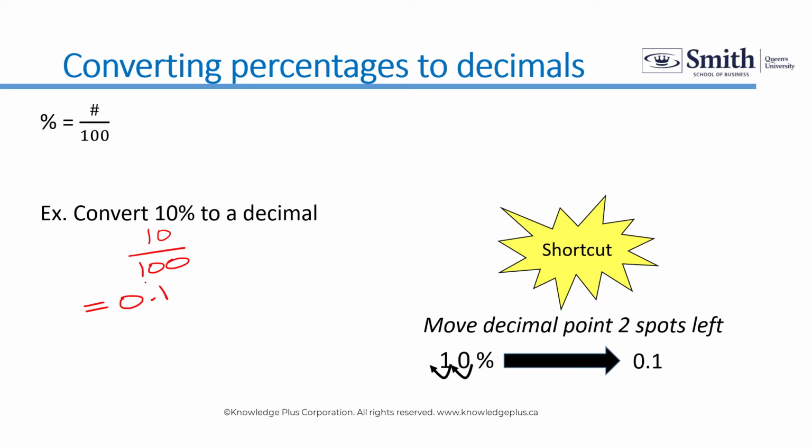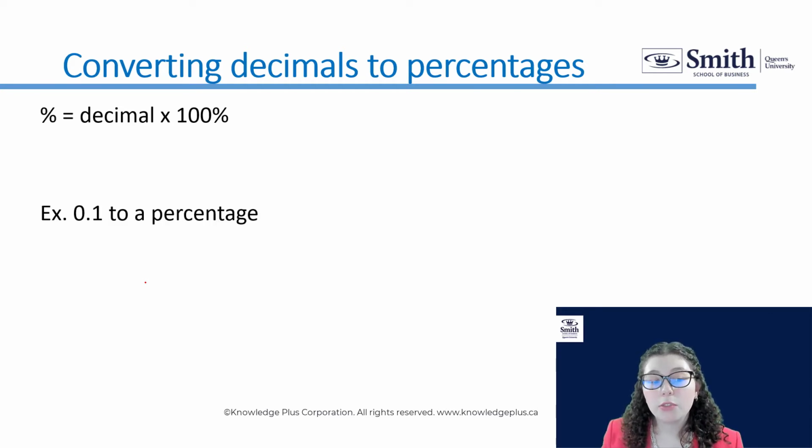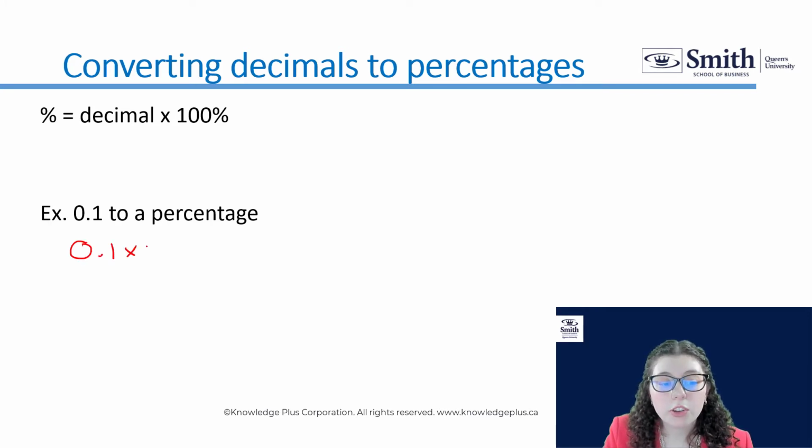Let's look at the opposite, which is converting decimals to percentages. To convert a decimal, we multiply it by 100%. So let's look at converting 0.1 to a percentage. In this case, we would multiply 0.1 times 100%, which gives us 10%.